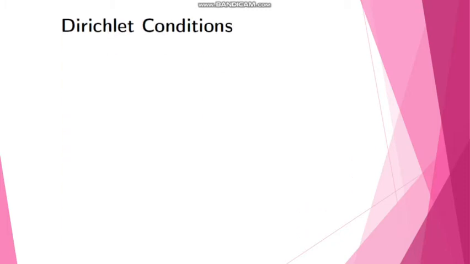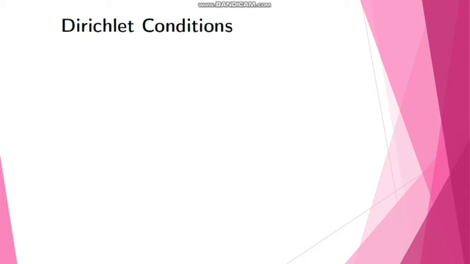Now we are going to see Dirichlet conditions. One very important observation regarding Dirichlet conditions is that not every function can be expressed as a Fourier series. Peter Dirichlet derived a set of sufficient conditions, but not necessary conditions.